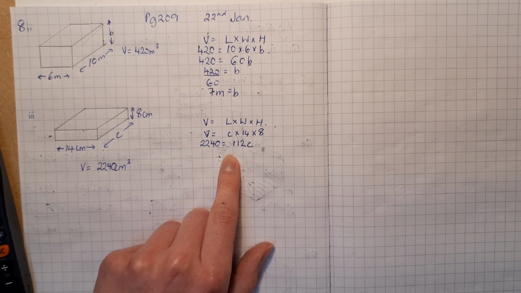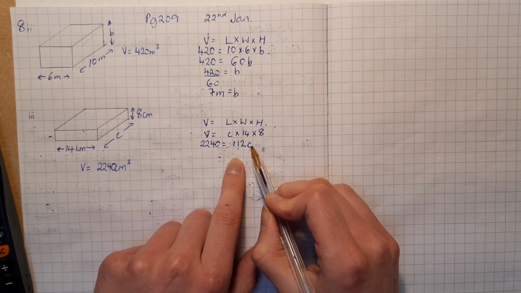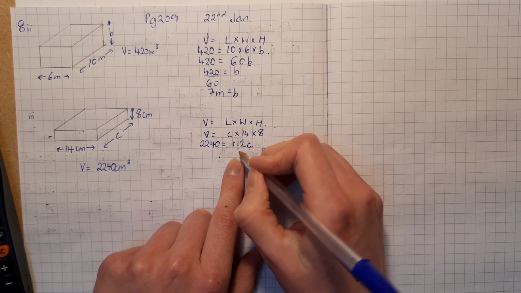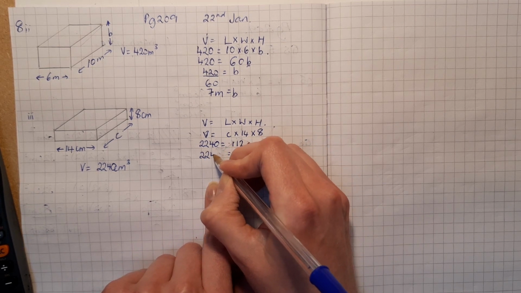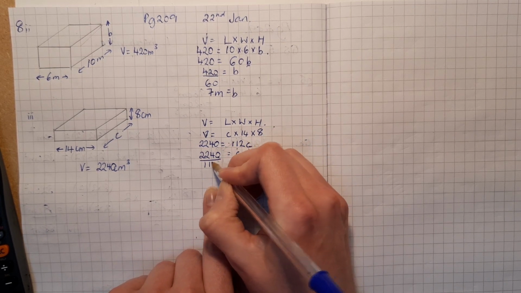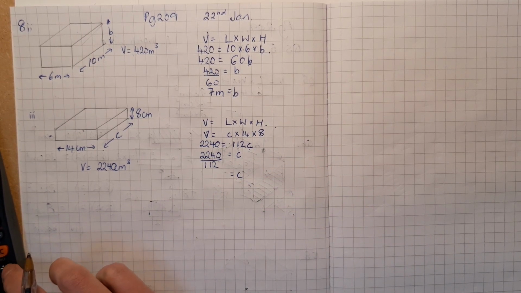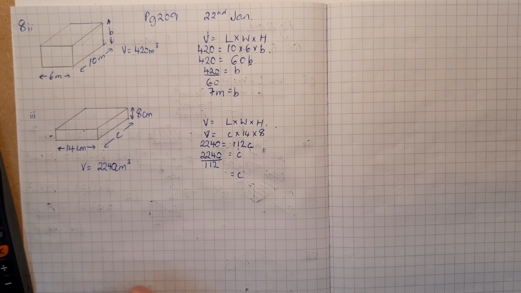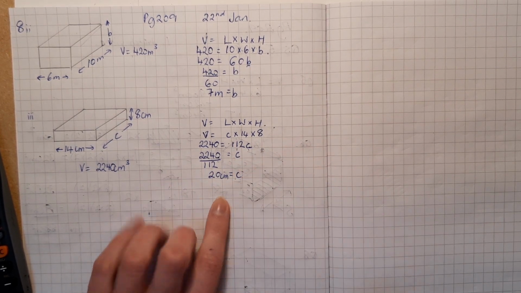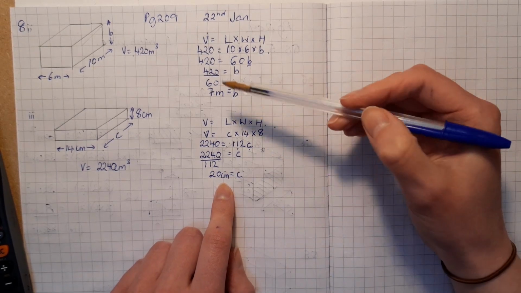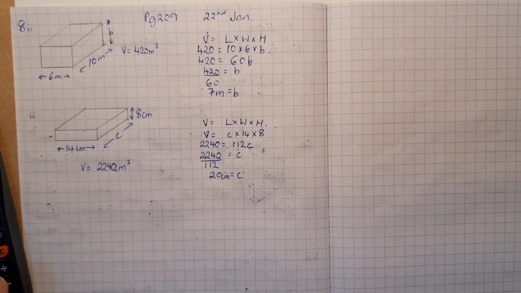Again, I'm looking for the value of C on its own. These two items are multiplied. To get rid of multiplication, you do the opposite, which is division. So C is equal to 2,240 divided by 112. So C is equal to 20. And it's centimeters. Make sure you put in the unit. People have been forgetting the units in the last couple of questions and in the assignment as well.